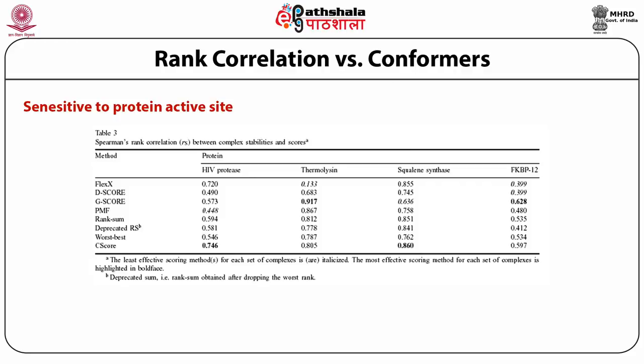Almost similar, nearest to the crystal structure, that is the Spearman rank coefficient. Now, for HIV protease, C score did the best, whereas in thermolysin, the G score did the best, and in another case the synthesis score did best. However, in FKBP, a different binding base, G score did best. This becomes very difficult once more, even using this complicated rank correlation, to decide which functions to choose.